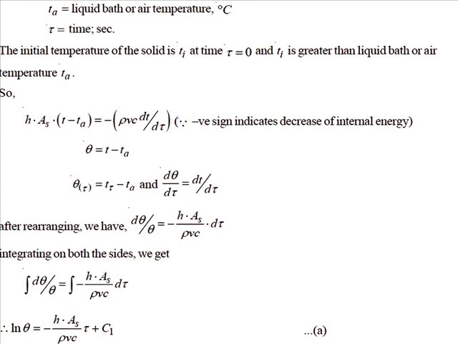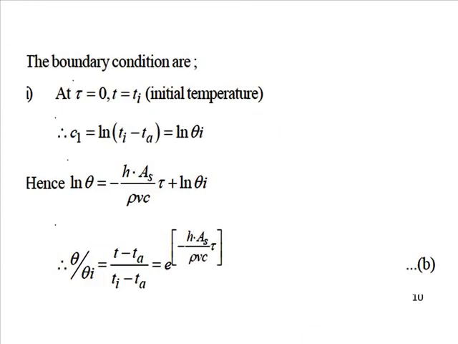Now to find the integration constant, we have to apply boundary conditions, like what we did in the case of steady state heat transfer in the Cartesian coordinate system, the cylindrical coordinate system, as well as the spherical coordinate system. So now we will apply the boundary condition and try to find the solution of equation A. We know the boundary condition: when tau is 0, when time is 0, the temperature is equal to the initial temperature. That is, when tau equals 0, T equals Ti.